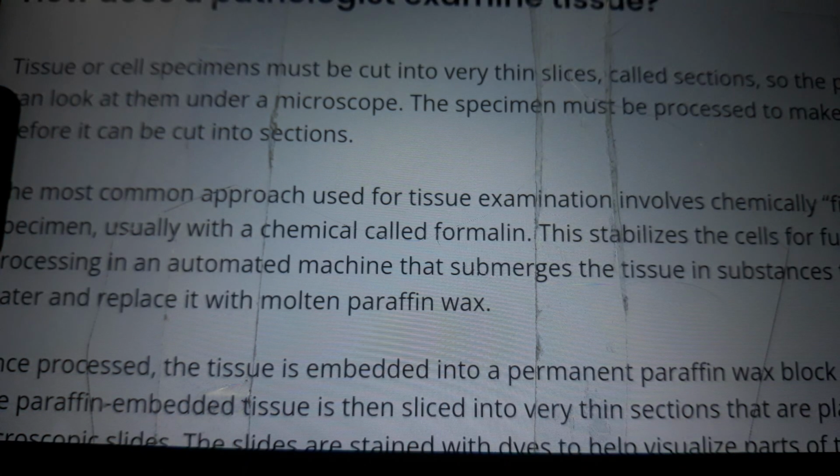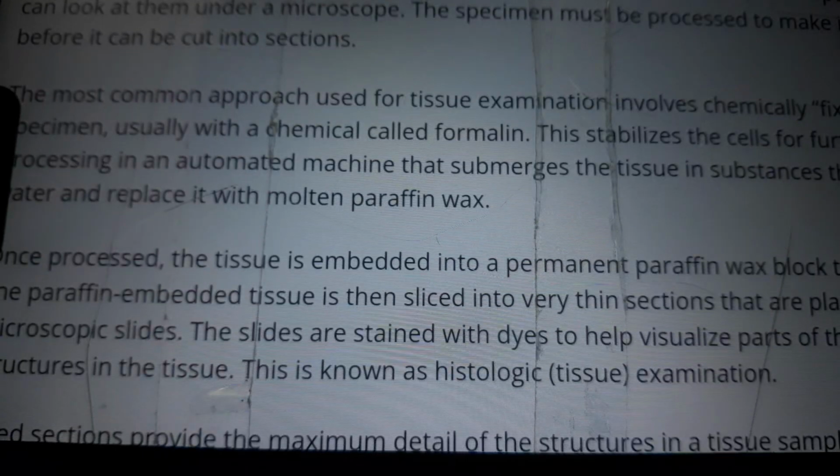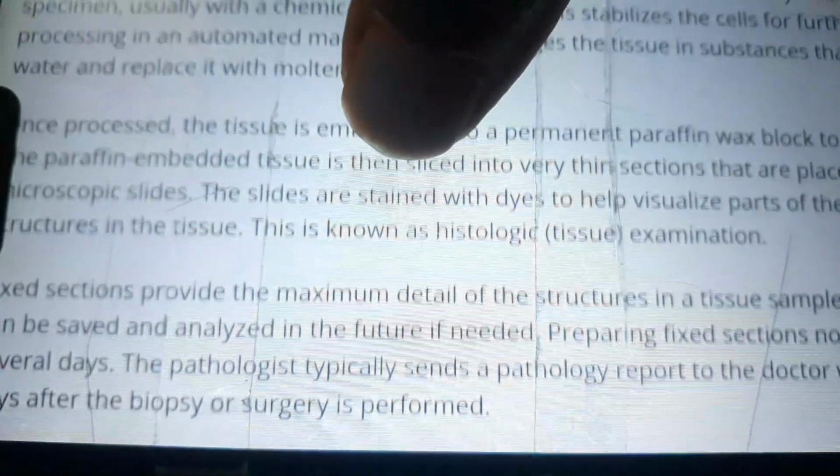Now how does a pathologist examine tissue? Tissue or cell specimens must be cut into very thin slices called sections so the pathologist can look at them under a microscope. The specimen must be processed to make it solid before it can be cut into sections.